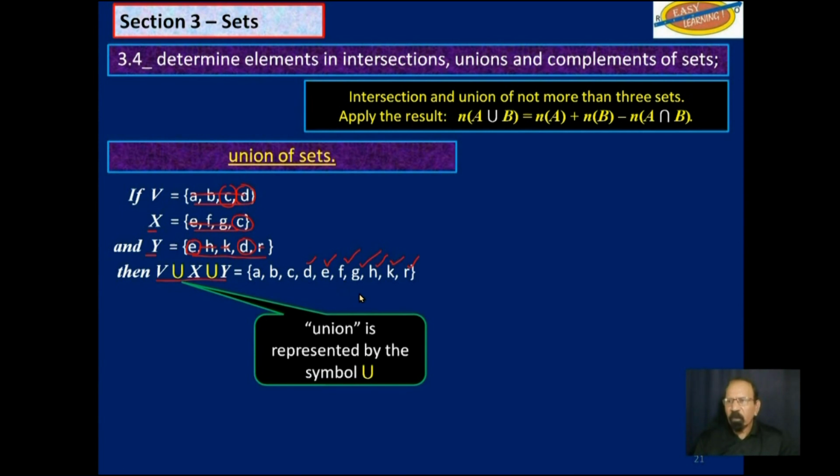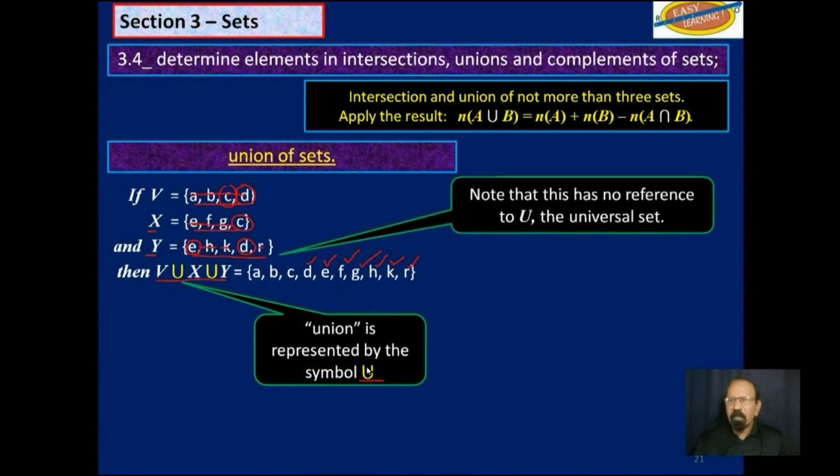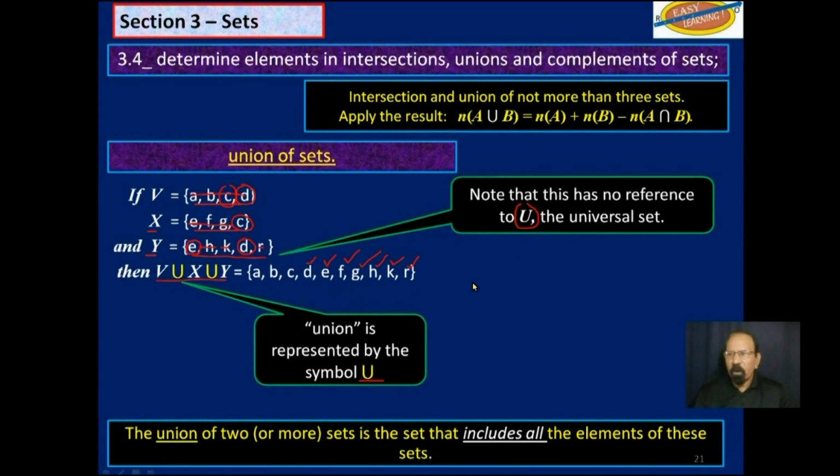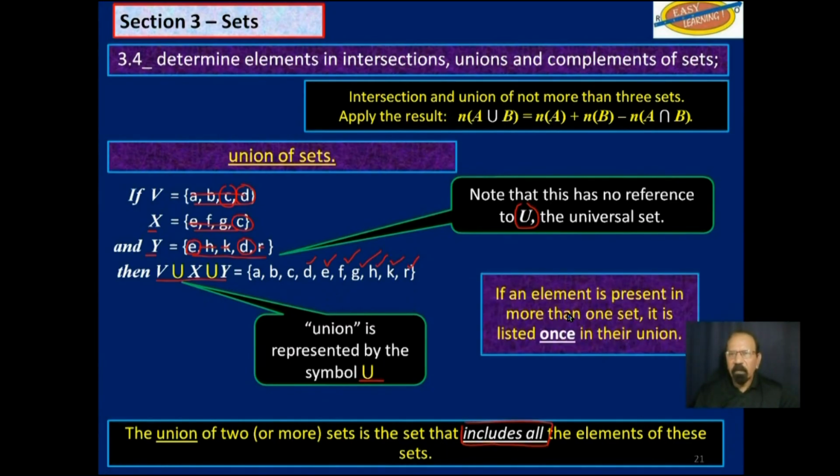So the union is represented by the symbol U. As I said, note that it has no reference to this other U here, which is the universal set. The union of two or more sets is the set that includes all the elements of these sets. Particularly, you need to note that if an element is represented in more than one set, it is only listed once when you state their union.